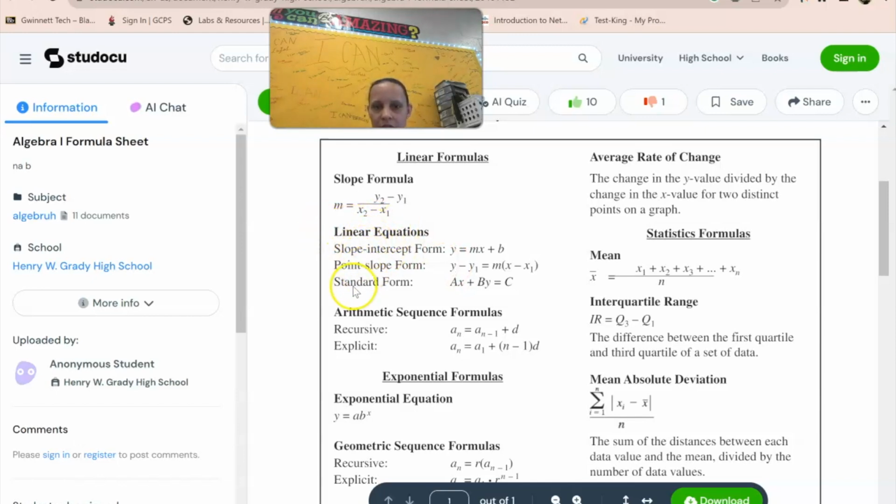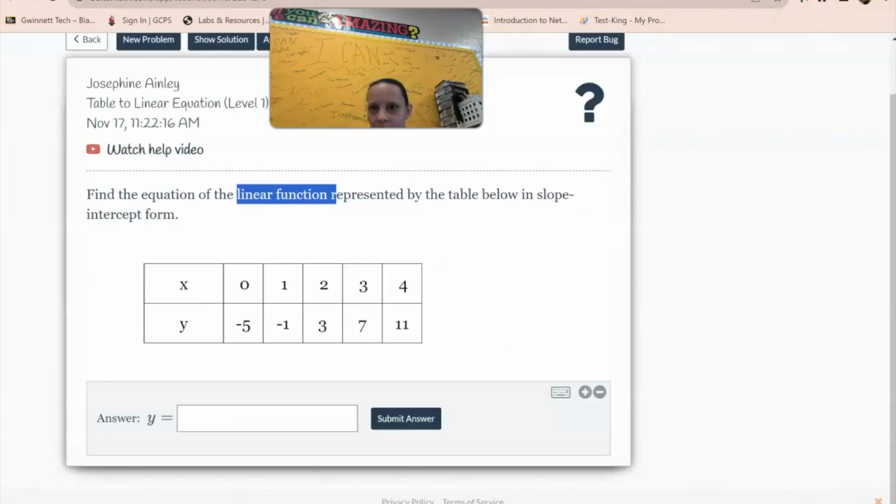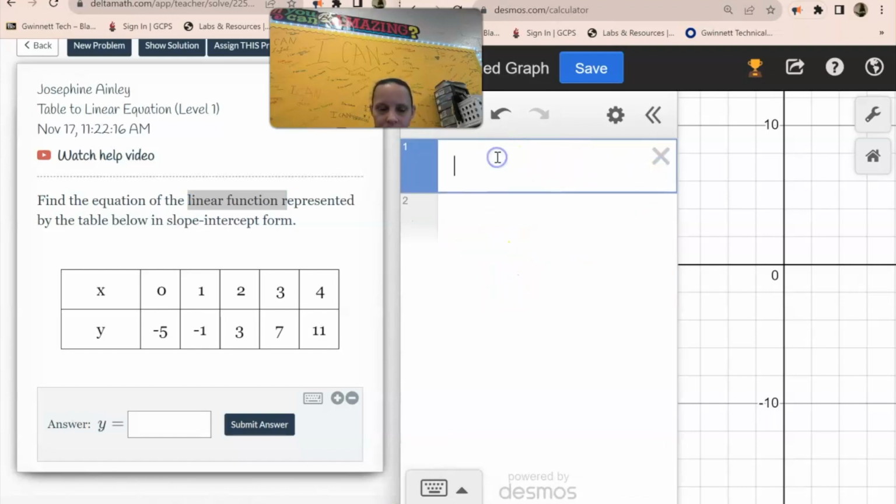So I got three options. There's a slope-intercept form, point-slope form, and standard form. We're going to work on the slope-intercept form. So I'm going to copy this down, y equals mx plus b, which you already know, of course. So y equals mx plus b is what I'm going to copy down.